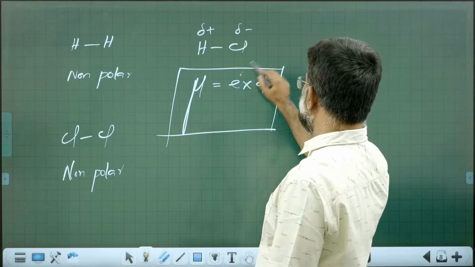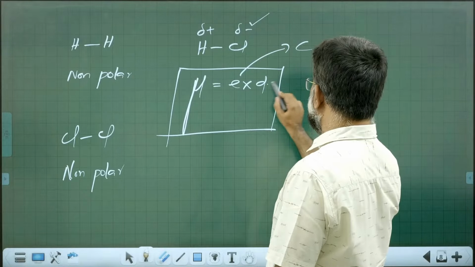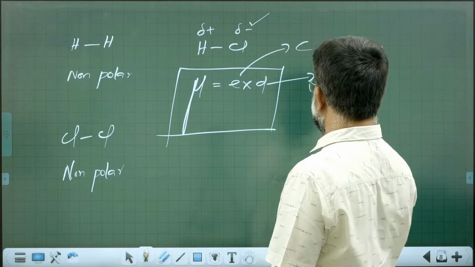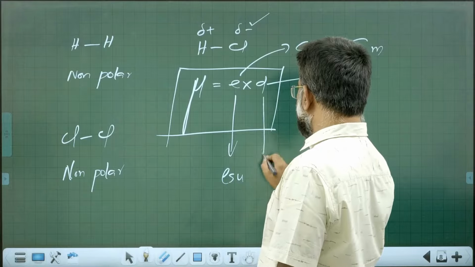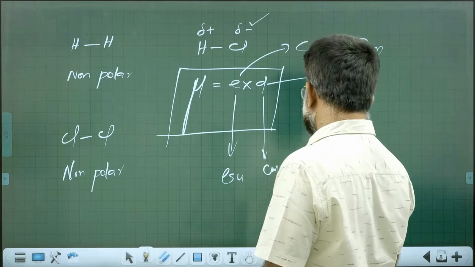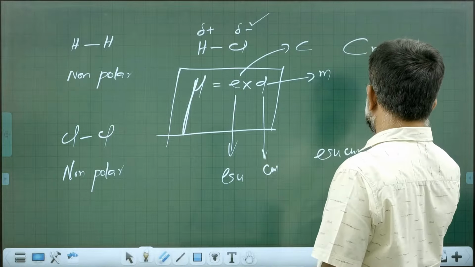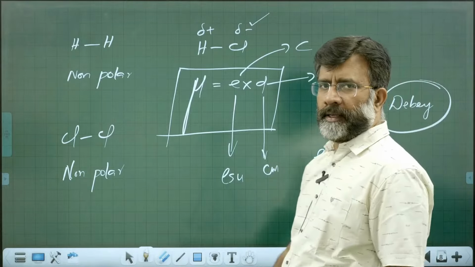You can represent charge in coulombs. This is the partial charge in coulombs, and this is the bond length in meters. So the unit will be coulomb meter. Or the charge can be in electrostatic units and distance in centimeter in the CGS system, so it is ESU centimeter. Or commonly you can use Debye units, named after Peter Debye.